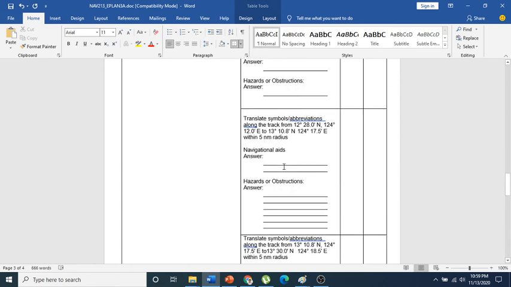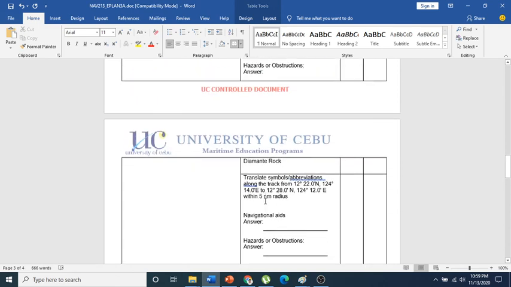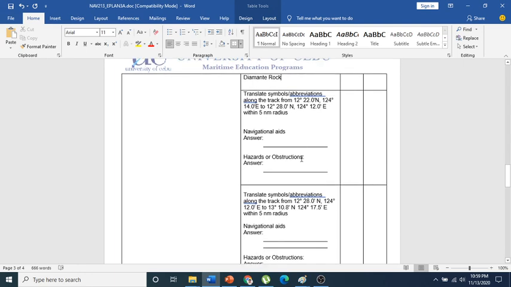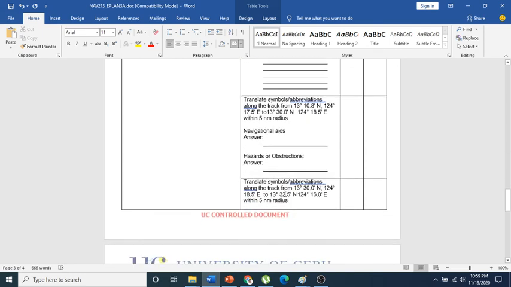So again, how many lines is how many navigational aids are required. For example, this is only one. In this case, this is two. So in this case, there are 1, 2, 3, 4, 5, 6. So 6, and so forth.